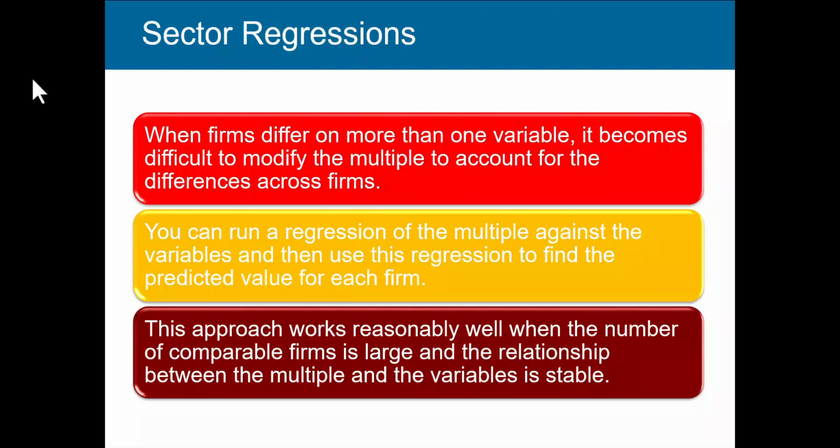Okay, now this approach works reasonably well when the number of comparable firms is large and the relationship between multiples and the variable is stable. So this is very important: it's not that the regression technique can give you everything. First of all, it should be large numbers and the relationship should be stable. Now, what is stable? We'll answer that.